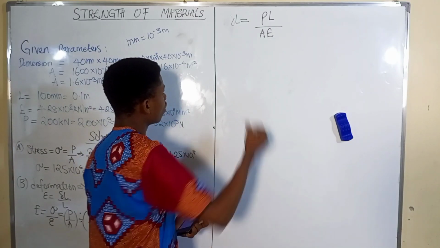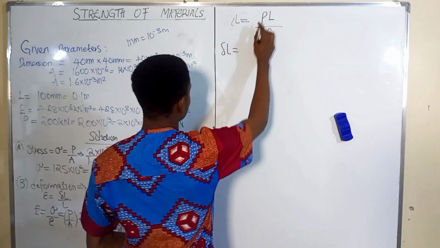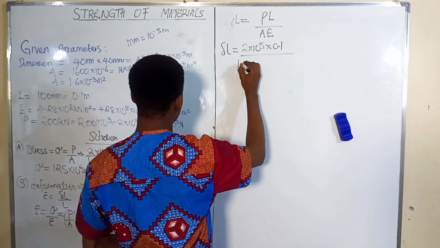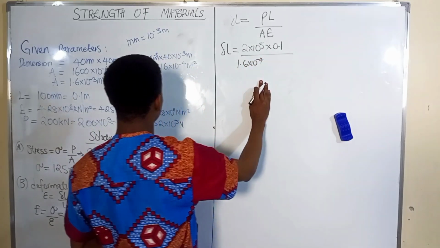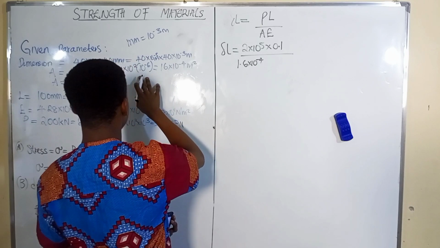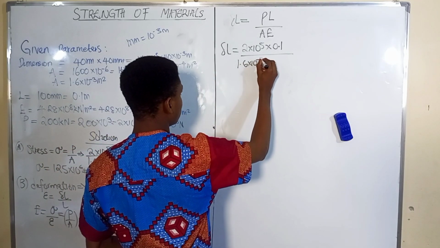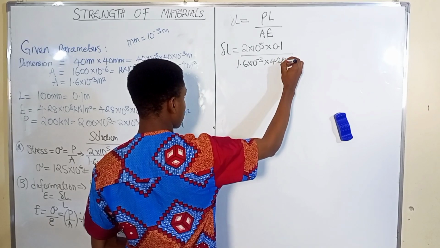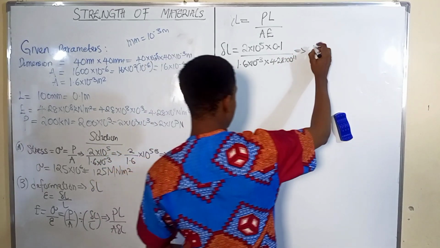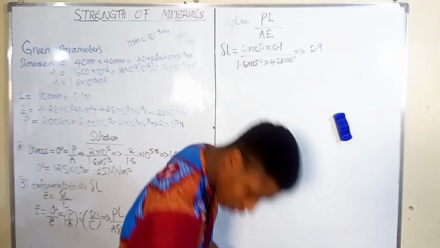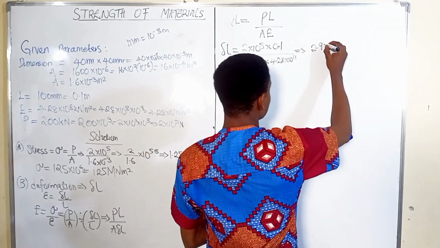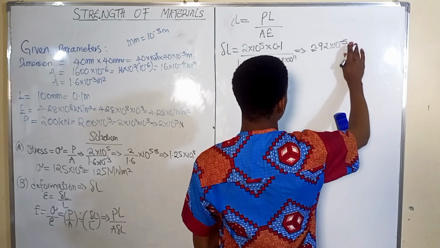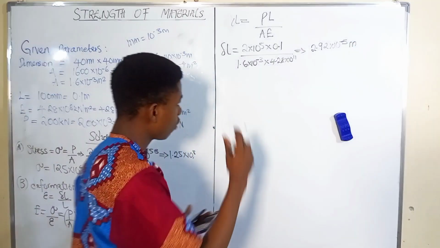So we have the deformation equals the load, 2 times 10 to the power 5, multiplied by 0.1, all over the area, 1.6 times 10 to the power negative 3. Very, very important, negative 3, multiplied by the Young modulus, which is 4.28 times 10 to the power 11. This gives us 2.92 times 10 raised to the power negative 5. Take note, negative 5 meters. So this is our value for the extension.